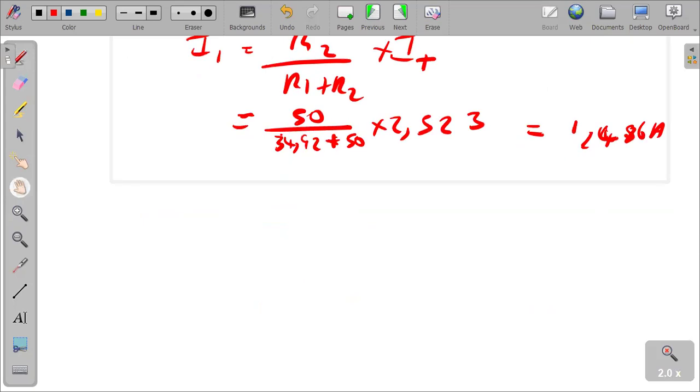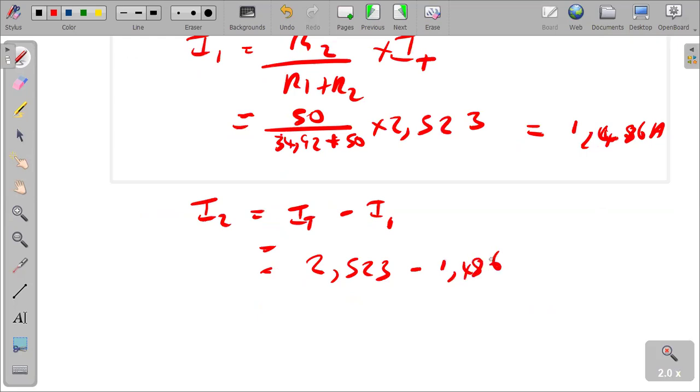So I2 is going to be easier now to calculate. IT minus I1. We will not repeat ourselves using the current divider rule again, even though we know that we can still arrive at it. As I was saying, it is not the only way of doing it. So 2.523 minus 1.486 that we have just calculated. Then if we punch that correctly on the calculator, it's going to give us 1.037 amperes. Right, there we are.